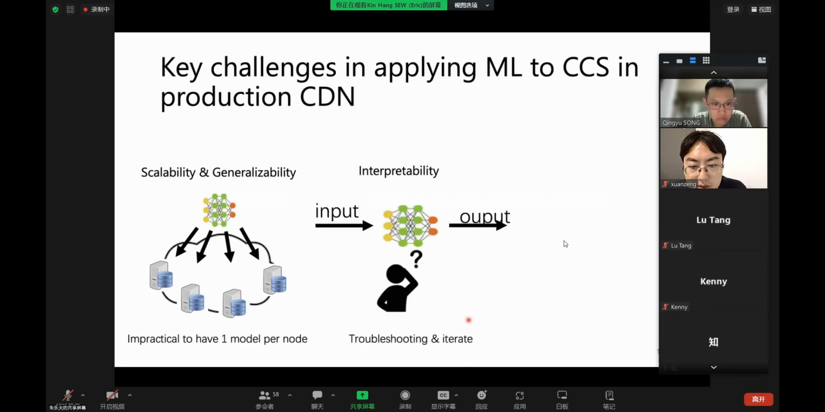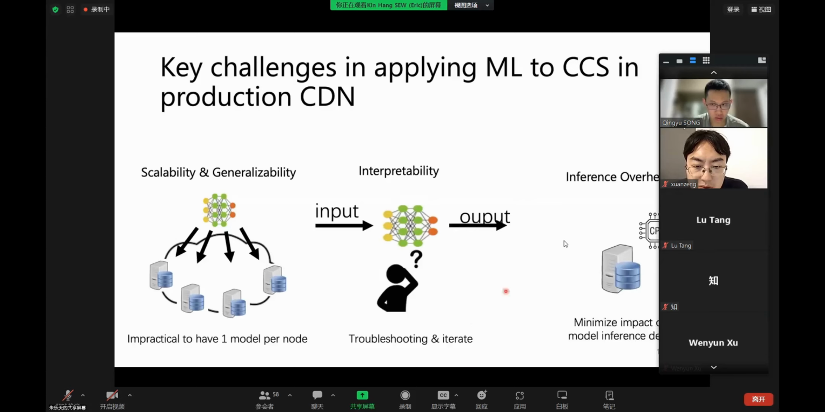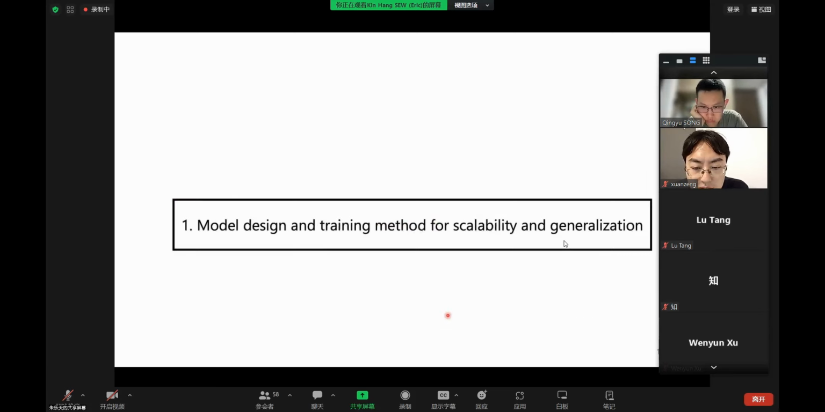The second challenge is interpretability. Troubleshooting and iterating, due to the incremental developments, requires a clear understanding of the model's behavior. So interpretability is essential. And the third challenge is inference overhead: how to minimize the impacts of model inference delay due to the complexity of deep learning models. The first design is related to the model design and training method for scalability and generalization.